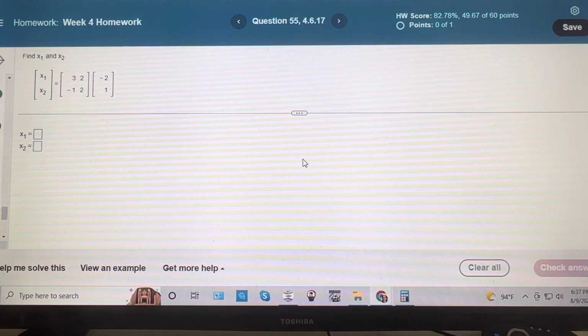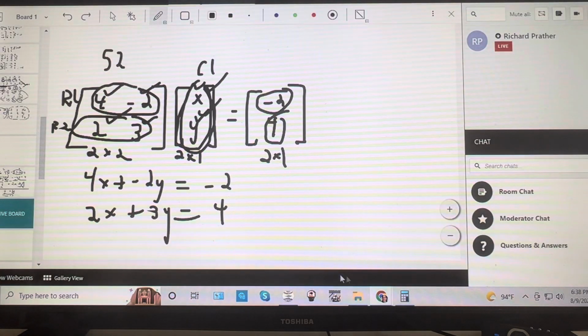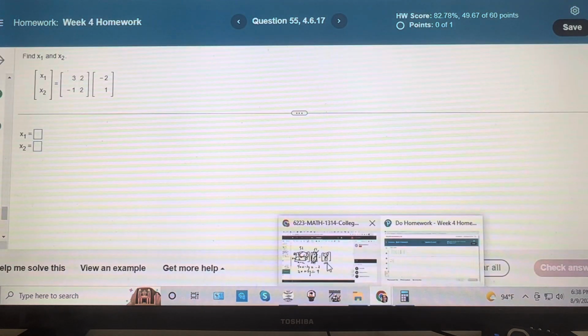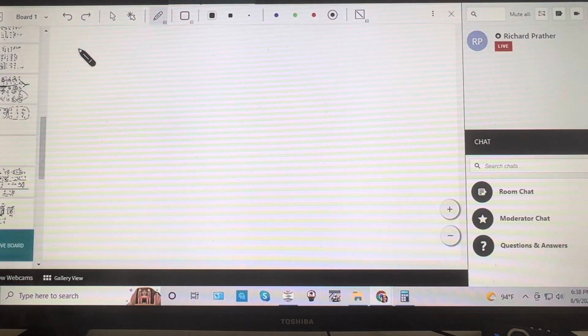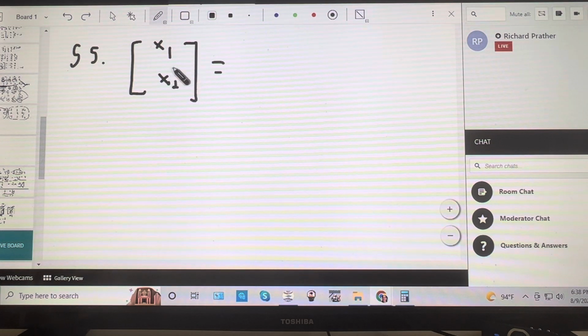Okay, so find x1 and x2. Now notice they're in the answer slot. They're not right here, where normally they were. If we multiply this out, we're going to end up with a 2 by 1, and that's what these would match up to. This is number 55. Whether you put the x1 and the x2 here, or way over on the right side, that would be the same thing.